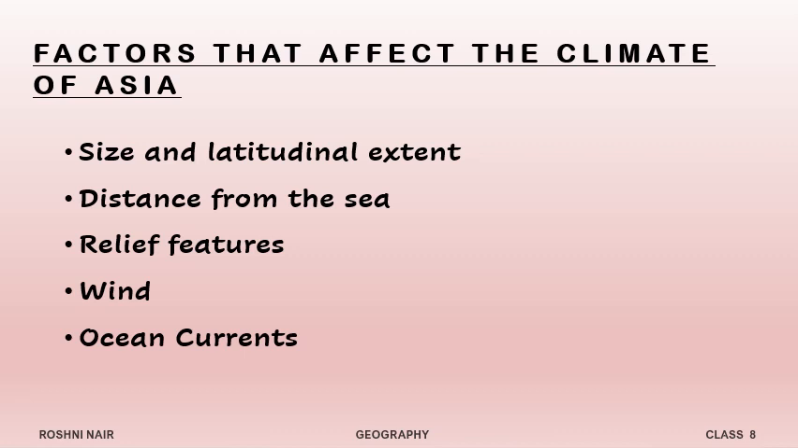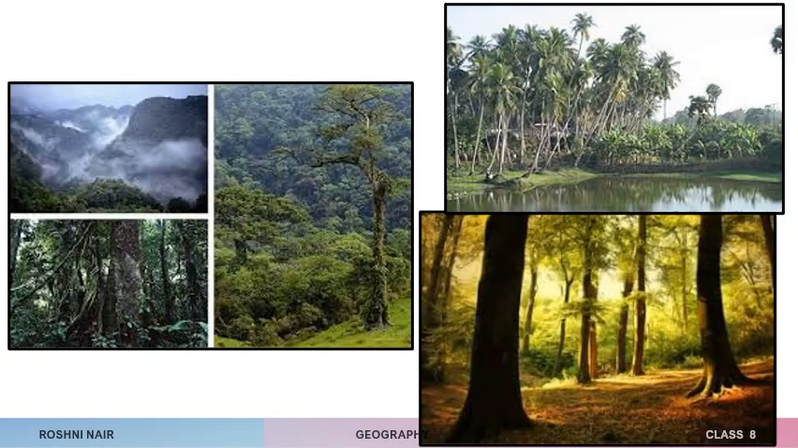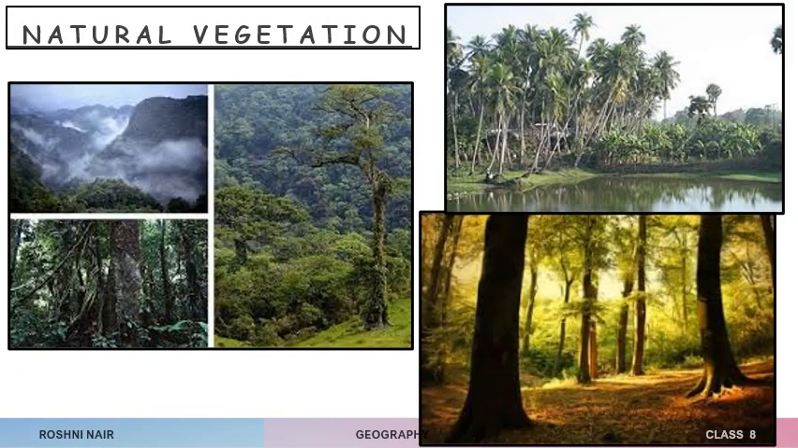So Asia is the largest continent with a large east-west extent, and also Asia stretches across the 3 zones of Earth. You remember the heat zones of Earth? Asia stretches across the torrid zone, the temperate zone, and the frigid zone. Now coming to natural vegetation.